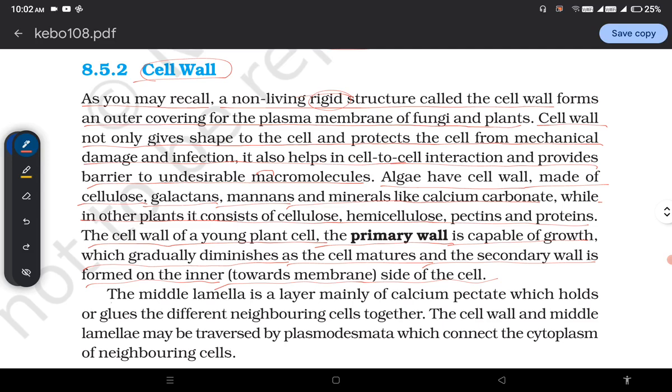The middle lamella is a layer mainly composed of calcium pectate, which holds or glues two different neighbouring cells together. The cell wall and the middle lamella may be traversed by plasmodesmata, which connect the cytoplasm of neighbouring cells. क्या बोला यहाँ पे? Traversed, मतलब ट्रांसफर से जुड़ता है, by plasmodesmata which connect the cytoplasm of the neighbouring cells.